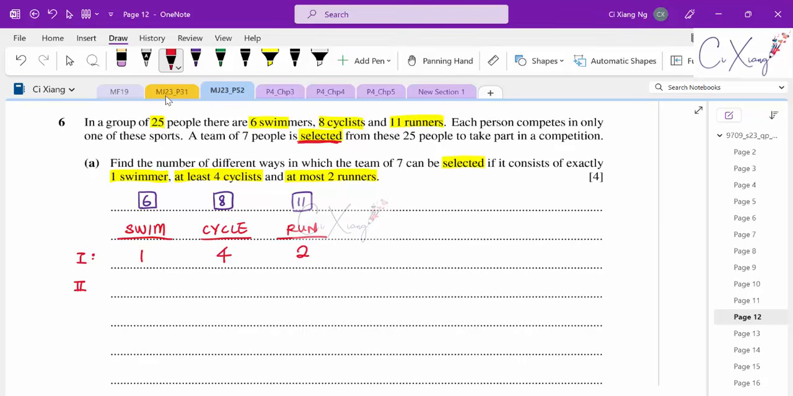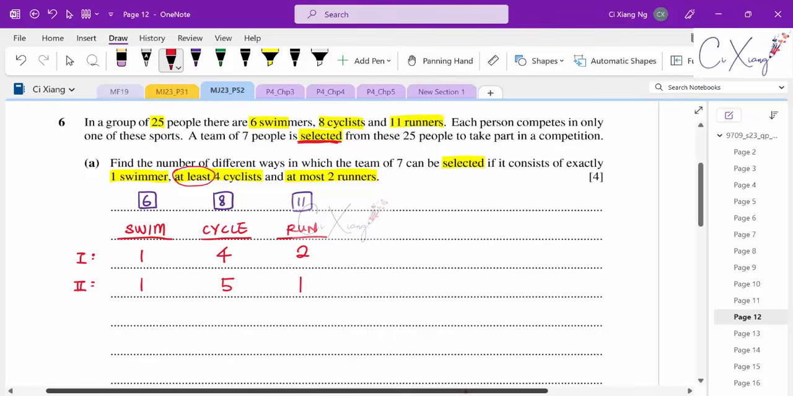Besides that, I also have a second possible case where I have 1 swimmer. Since it can be at least 4 cyclists, I can increase the number of cyclists in the team, so besides 4 cyclists, I can increase it to 5. Then for the runners, since I already have 5 cyclists and 1 swimmer, I have only 1 more space available. So runners can be 1, and the total is still 7.